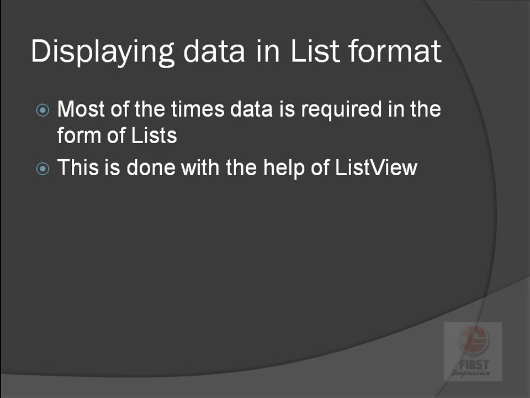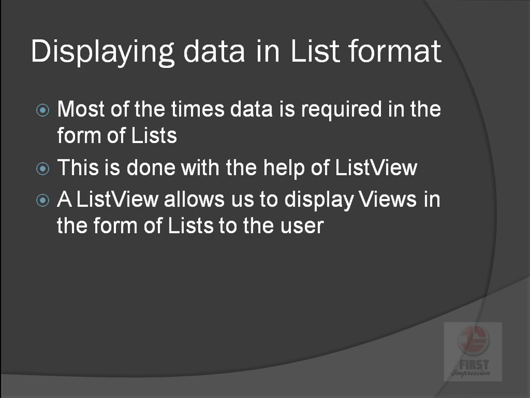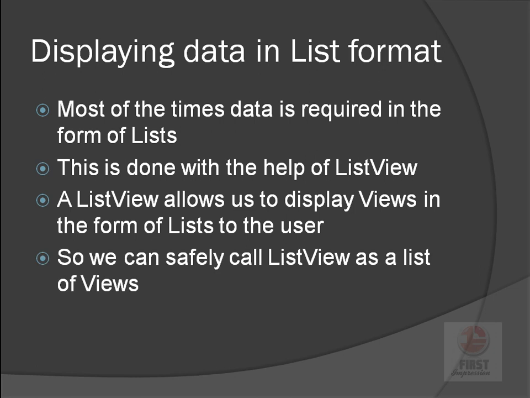Okay, so the analogy is quite simple over here. Whenever you want to display some text, you have a text view. Whenever you want to display something in the form of a list, you have a list view. Whenever you want to display an image, you have an image view. Whenever you want to display a video, you have a video view. Okay, so the names are very logical. A list view will allow you to display data in the form of a list, and this will be a list of views that you will have at the output. So we can safely call list view a list of views. That is, you have multiple views displayed in the form of a list.